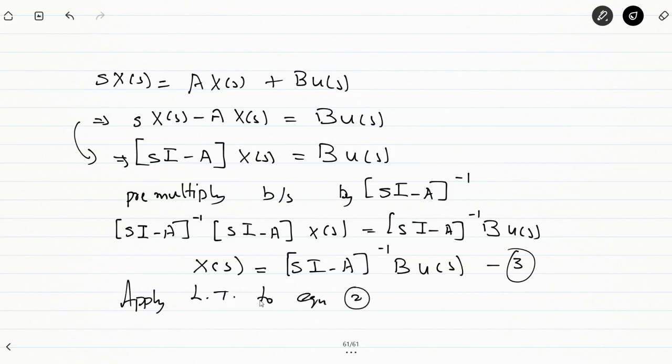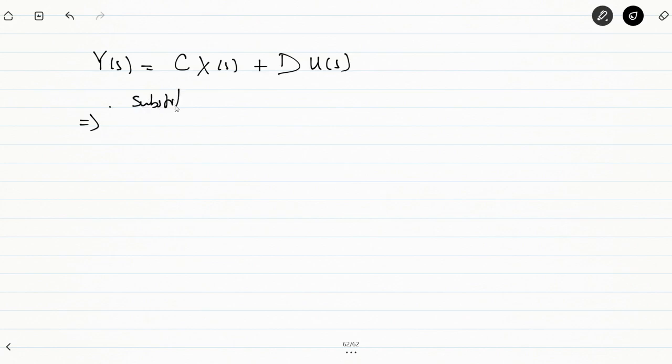Equation number 2 was y is equal to Cx plus Du. Applying Laplace transform to that, Laplace of y(t) is equal to Laplace of Cx(t) plus Du(t). Laplace of y(t) is Y(s), which is equal to C X(s) plus D U(s). Fine. So substitute equation 3 in equation 4.